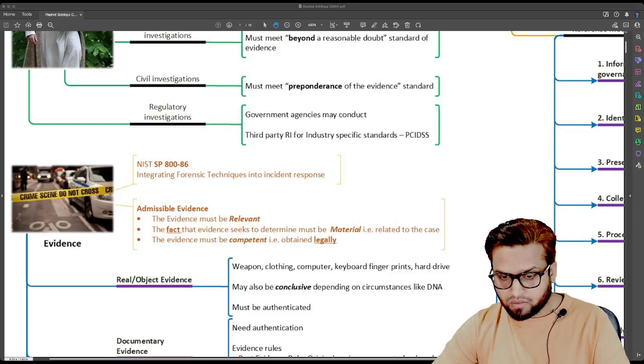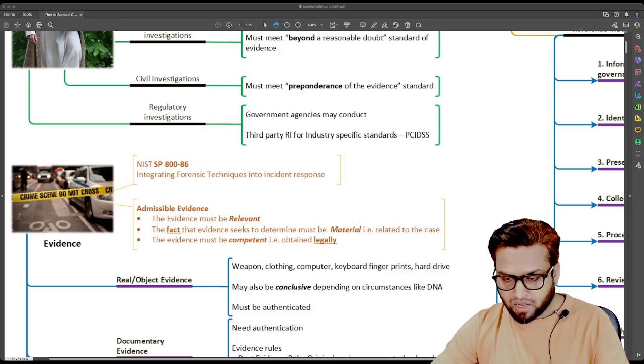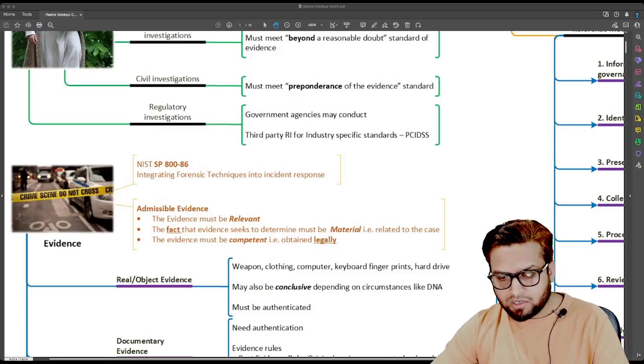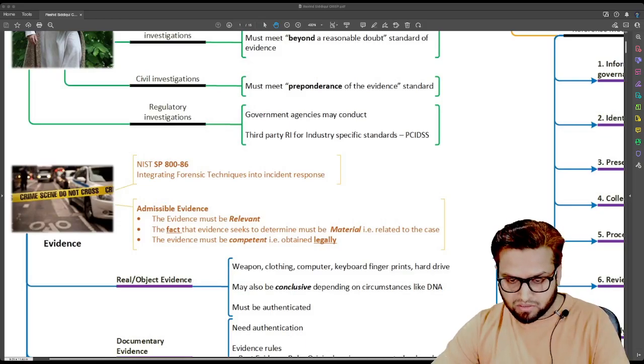So these two things, relevance and being material, have a very slight difference. The evidence must be relevant, which means it should be relevant to determining a fact or proving a point. That's the definition of evidence. And material means that it should relate to the case we are discussing. So this is the material. Being material is a broader term, and being relevant is a subset. You can think like that.